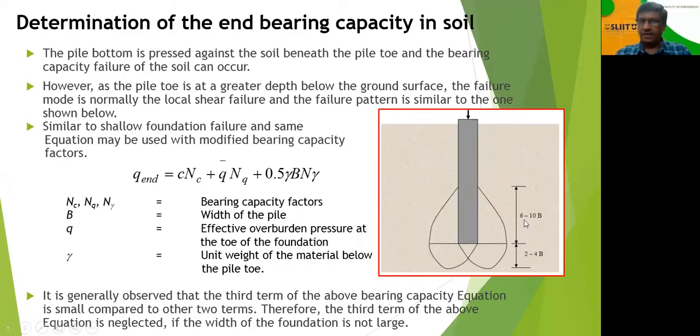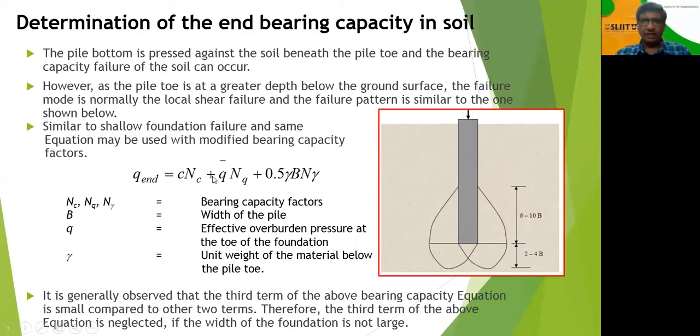So in this case, we say that the effective height above the base is about 6 to 10 times the pile width, and below the pile width it is 2 to 4 times. So on average, we say that it is 8 times B above the toe of the pile, and 3 times B below the toe of the pile. So that is the effective area. So you have to estimate these bearing capacity factors in this effective zone, right?